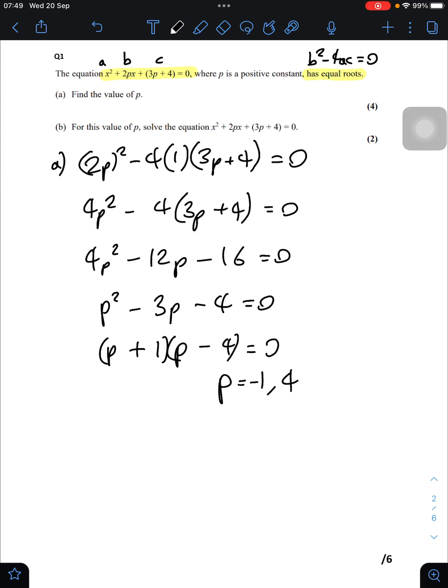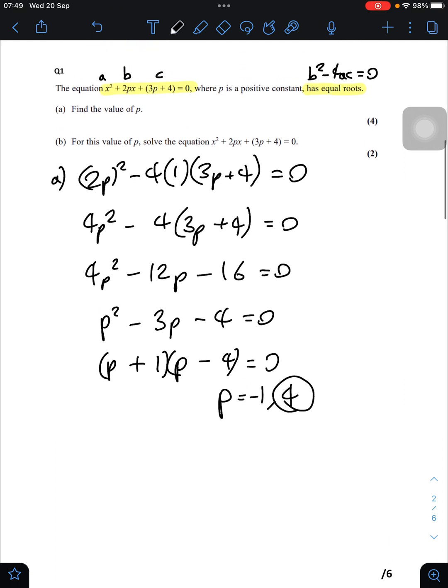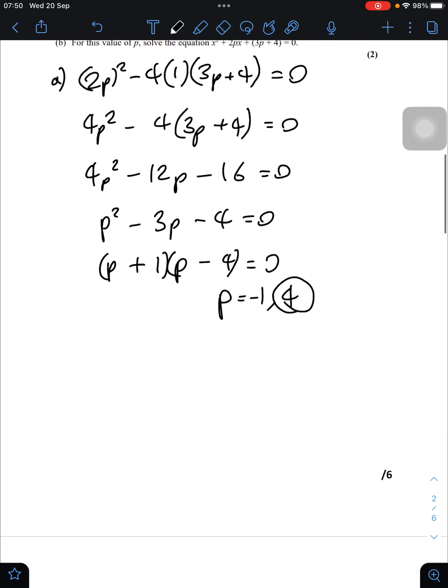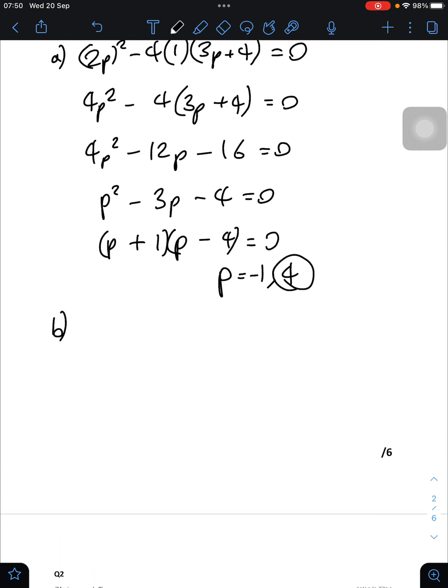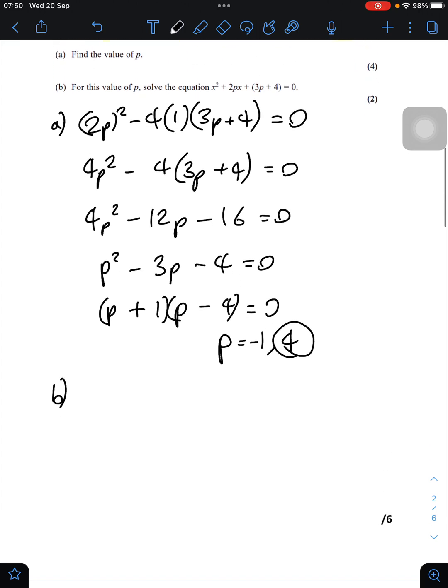The one thing left to think about here is that p is a positive constant, and so therefore the solution we want here is p equal to 4. For this value of p, solve the equation. So in part b, let's plug in our value for p.